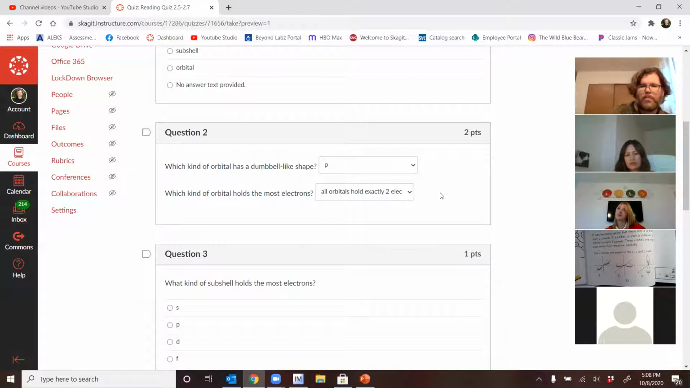I thought only SPDF. I see. So an s orbital is just the only orbital in an s subshell. It can hold 2 electrons. A p orbital is one of the 3 p orbitals in a p subshell. Those can hold 2 electrons. A d orbital is one of the 5 orbitals in a d subshell. It can hold 2 electrons, no more.